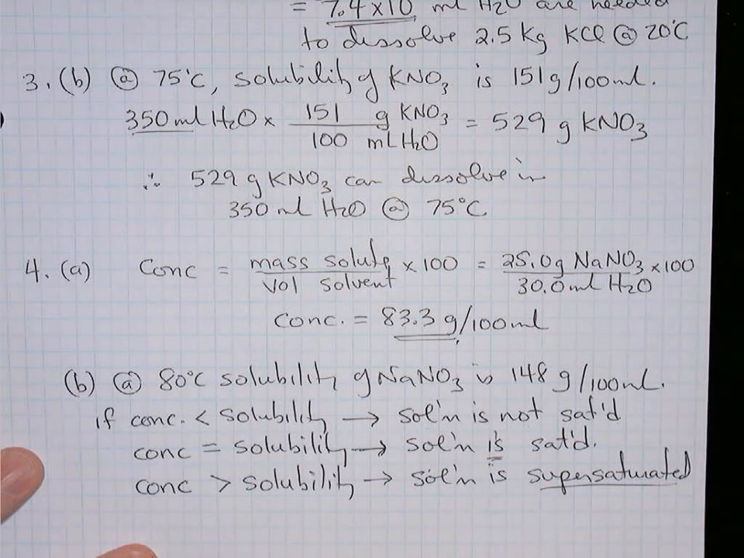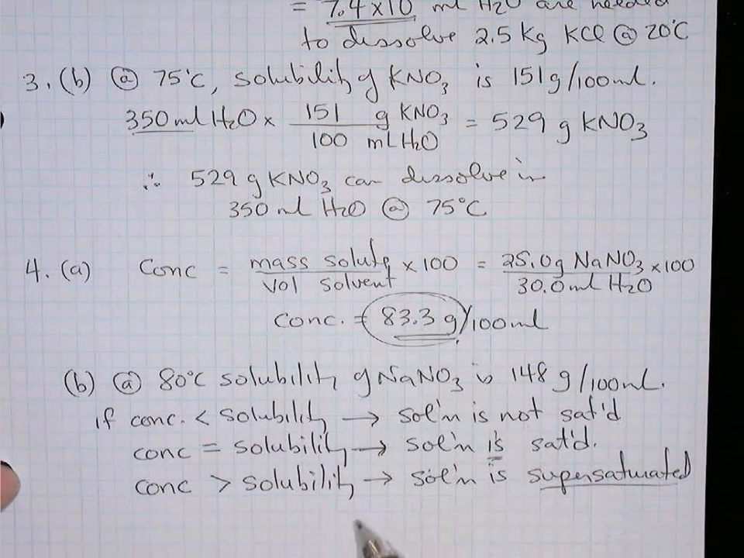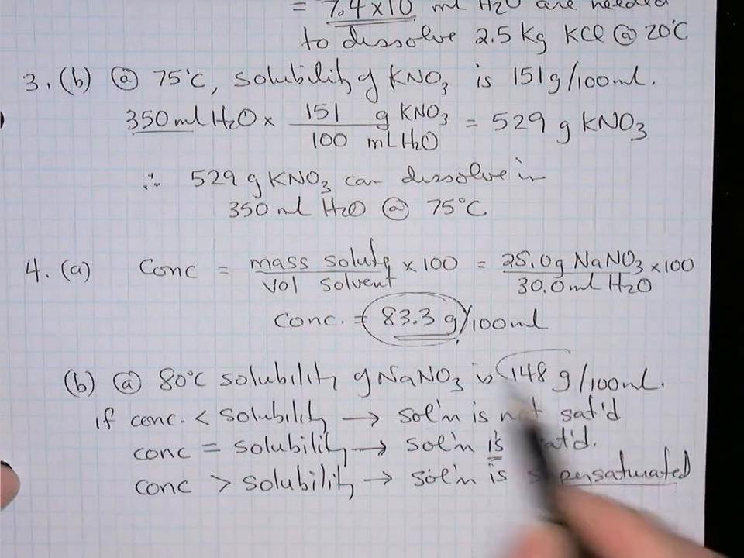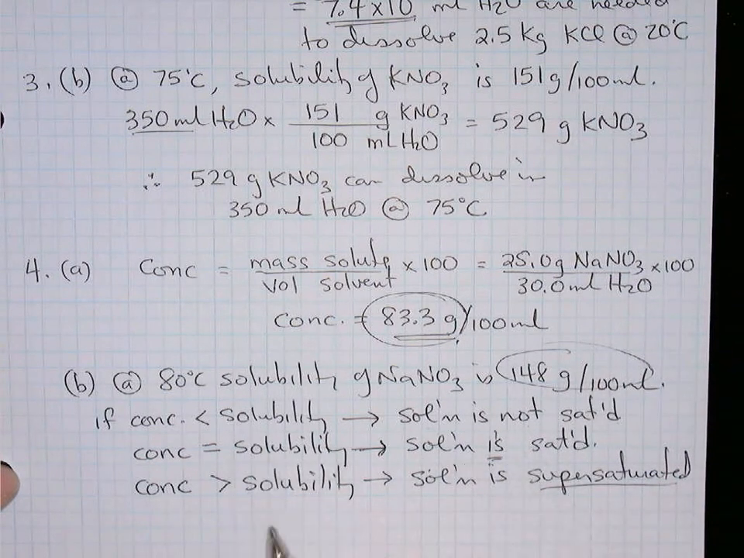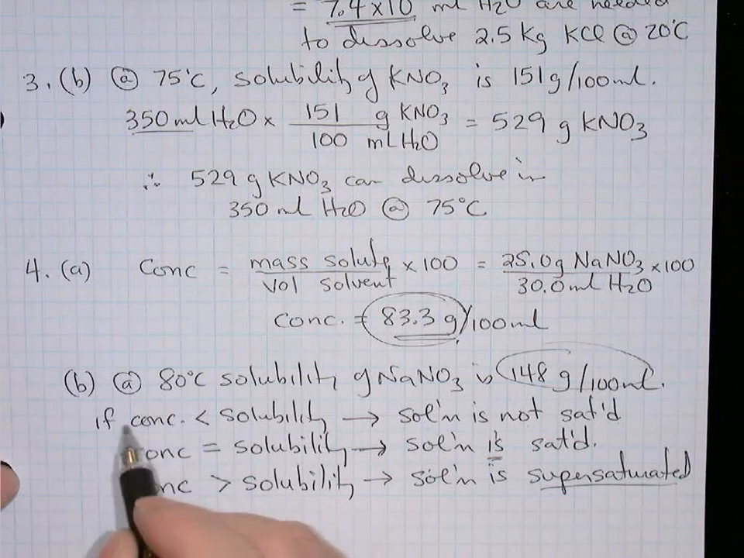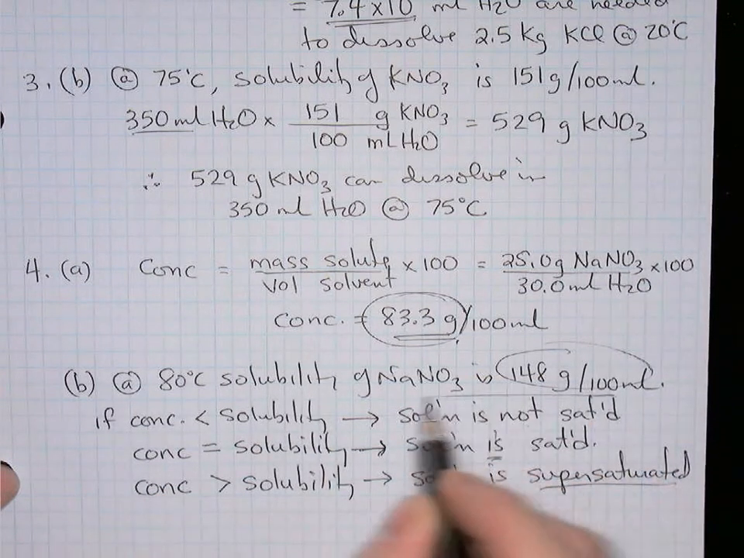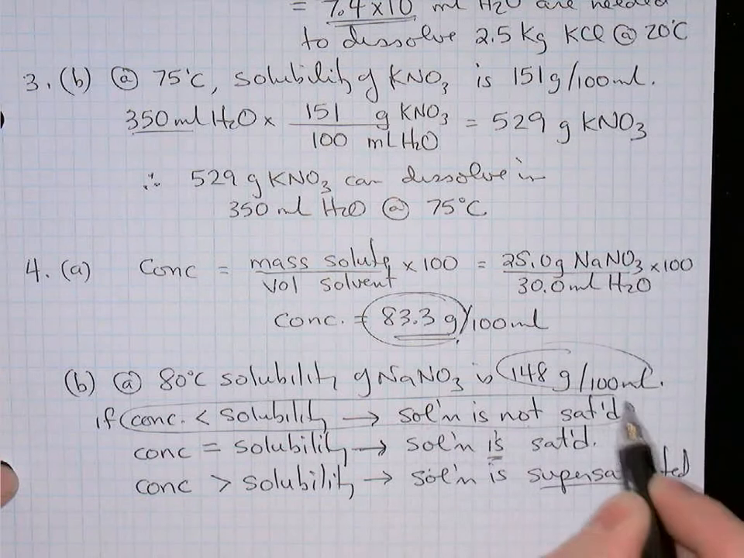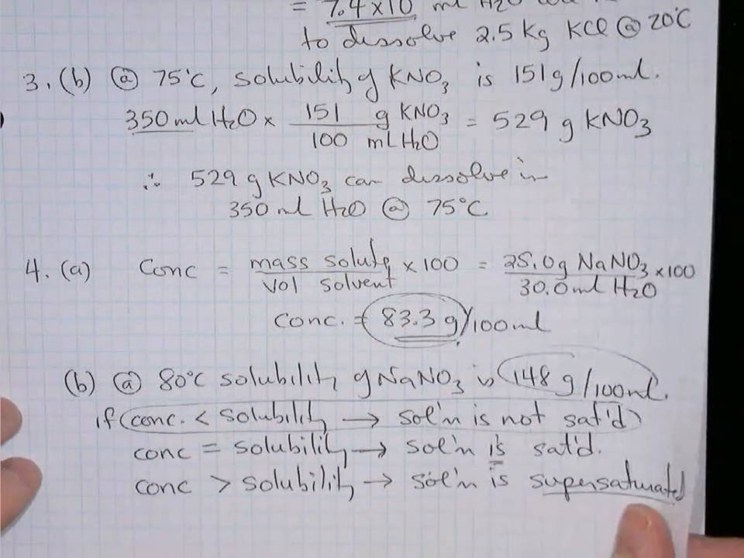Supersaturated means you've managed to dissolve more salt than you were supposed to be able to. If you've dissolved more salt, then the solution is likely waiting to simply precipitate the extra salt. And in the meantime, it's sitting there in a supersaturated, unstable situation. In this question, our concentration was 83.3 grams per 100 mL, and our solubility was 148. So of those three situations, the one that applies to us is the first one. The solution is not saturated because the concentration in this case is less than the solubility.